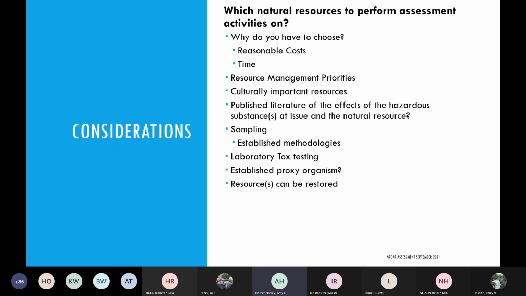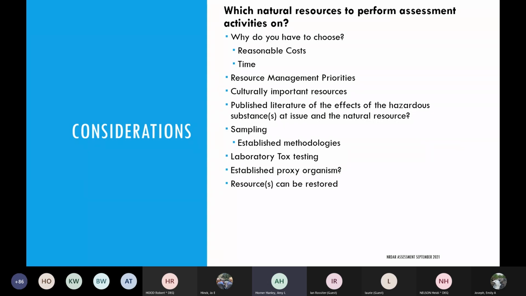So let's talk about some science considerations. How do you know what natural resources to focus your assessment on, right? A spill just happened, a release of hazardous substances has occurred, it's an NPL site and you're coming to it. How do you figure out what to study? And one question might be, well, study it all, right? But you can't do that because you have this requirement to do it at reasonable costs. And of course, you don't have all the time in the world, although sometimes maybe at NPL sites it feels like that.